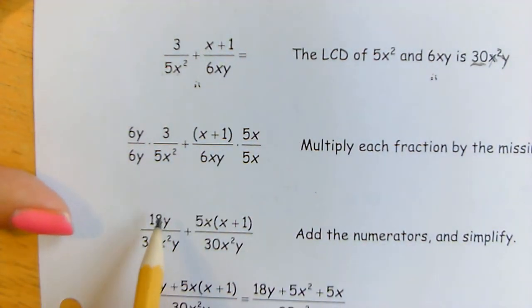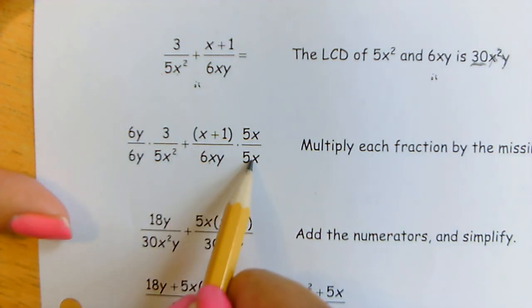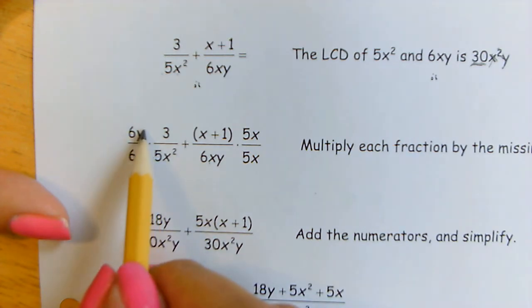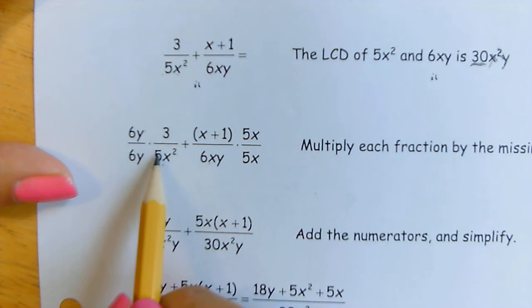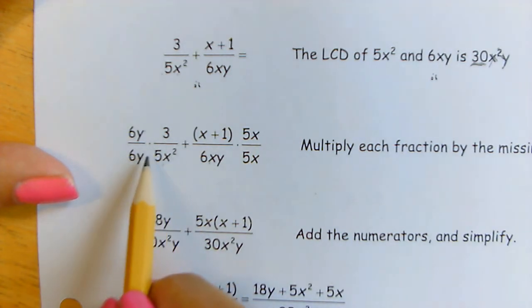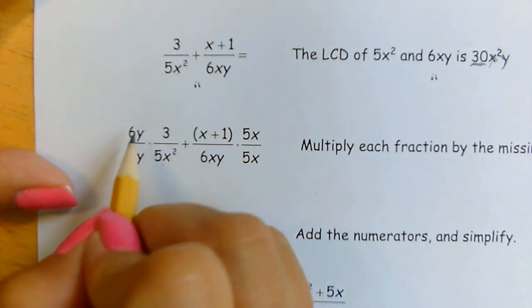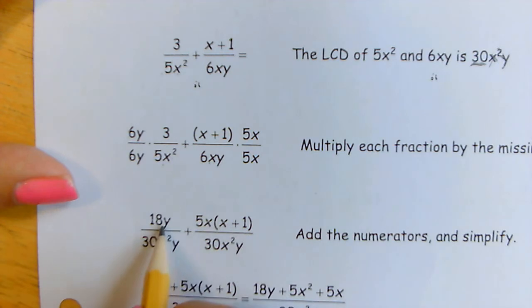So to get to this lowest common denominator, you have to determine what is missing from each one to get there and multiply the same to the numerator to keep it equivalent. So 5 times 6 gets me to 30, and I'm missing the y, so I need 6y. Whatever I do to the bottom, I do the same to the top. So this will be 3 times 6 is 18y.